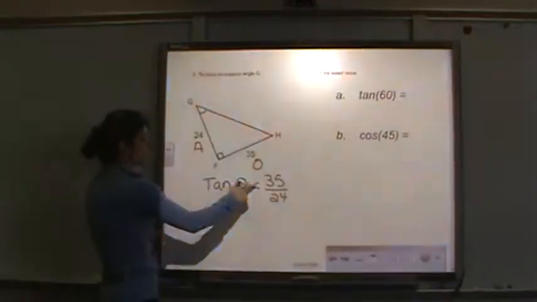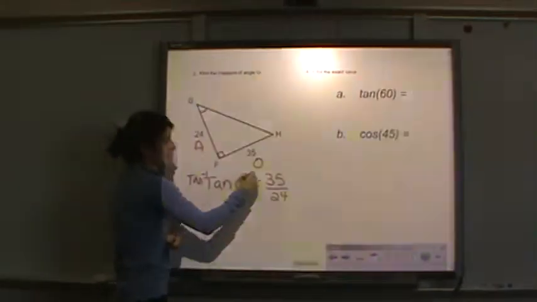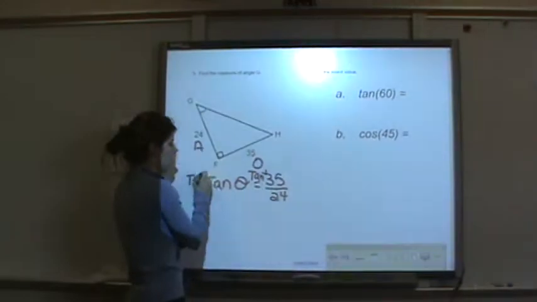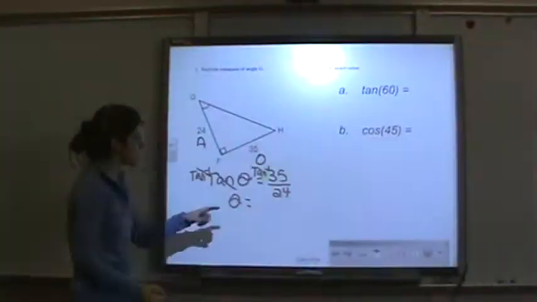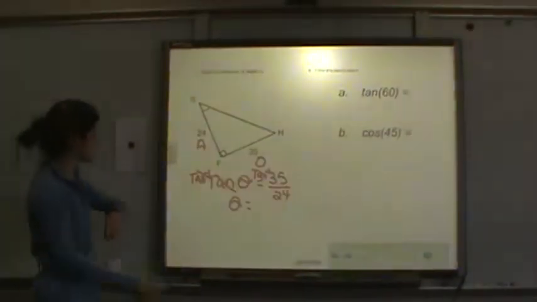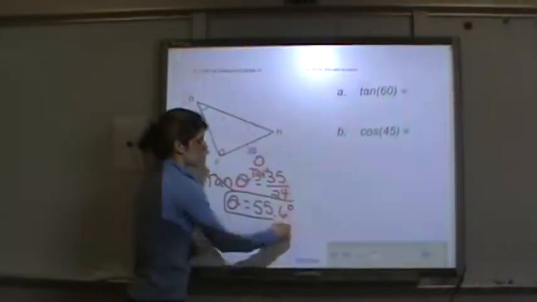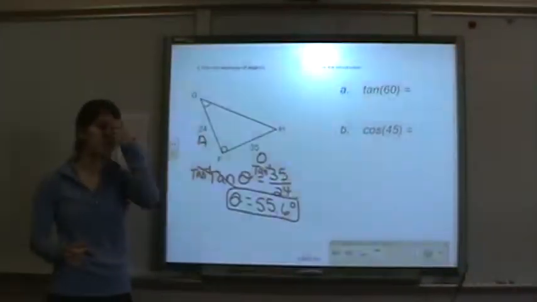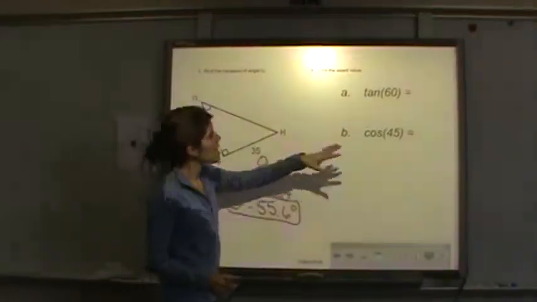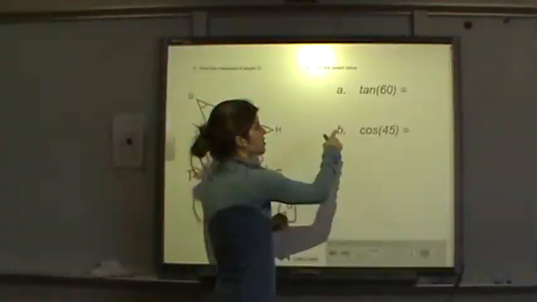Now recall, to solve for theta, to get rid of tan, we have to take the tan inverse of both sides. That's what cancels it out. So then theta equals tan inverse of 35 over 24, which is approximately 55.6 degrees. Okay, so we use our inverse when we're finding missing angles. And then just a little relationship to special right triangles here.